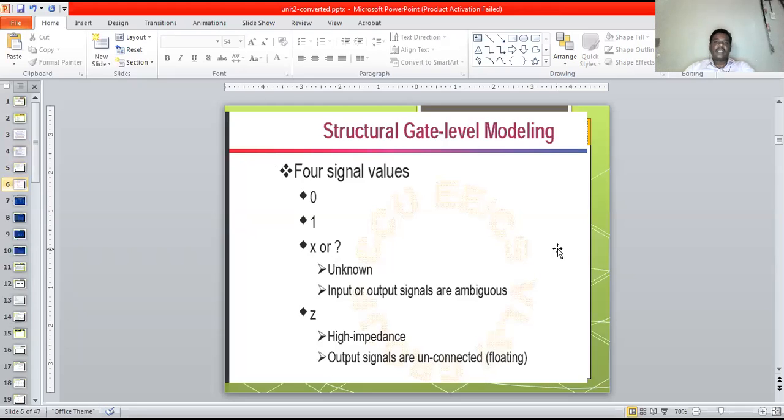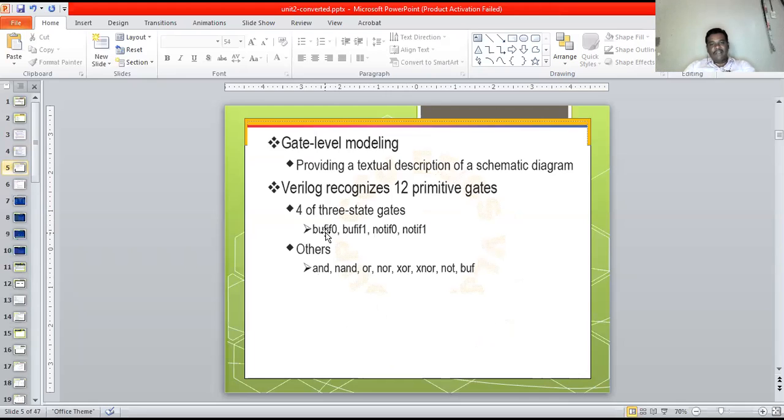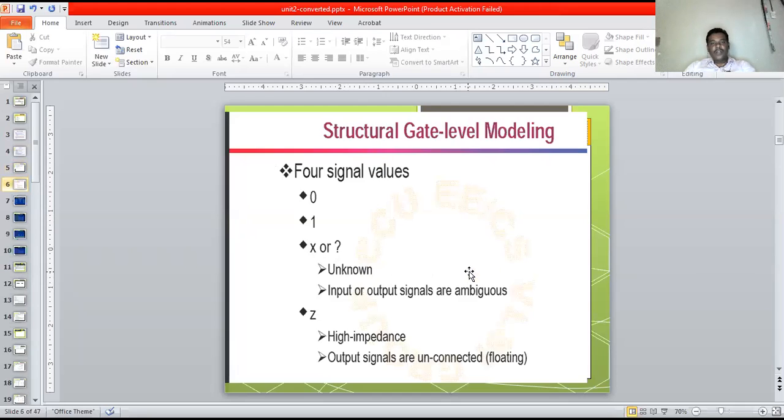Okay, students, I already talked about that. It has the buffer, AND, NAND, OR, NOR, XOR, XNOR, NOT gate, and buffer gate. These are the primitive gates here. Now I'll talk about that.